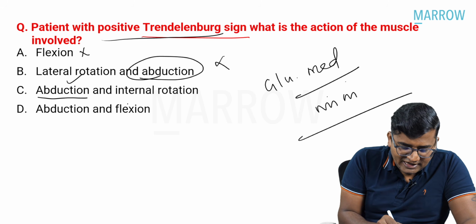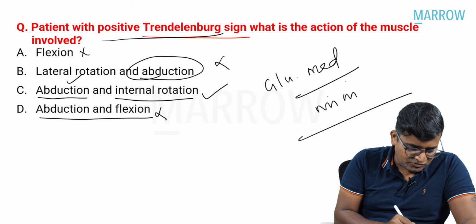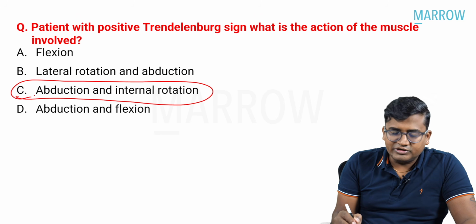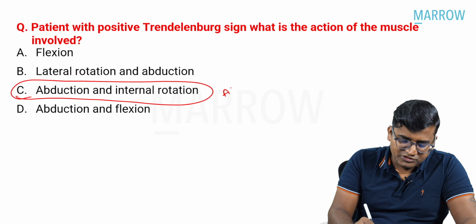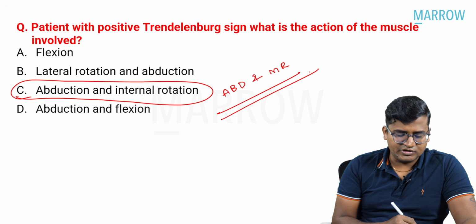Abduction, yes. And internal rotation, yes. That is the answer for this question. Abduction and flexion, no. So the answer for this question is C. Gluteus medius and minimus muscles do the abduction and medial rotation, or internal rotation, of the hip joint.